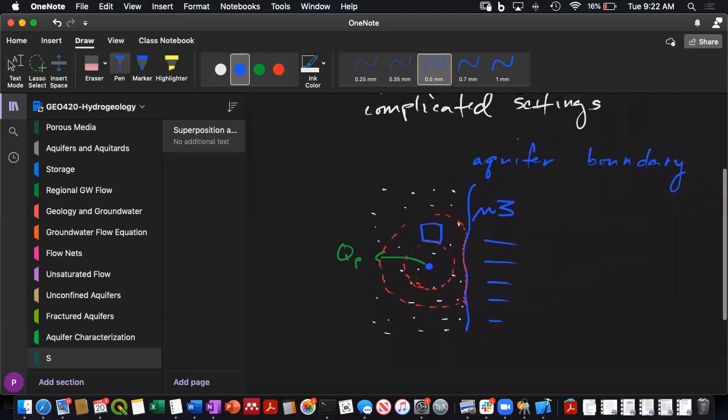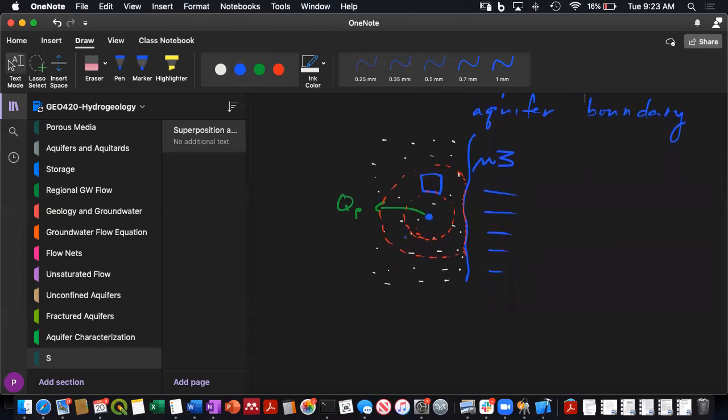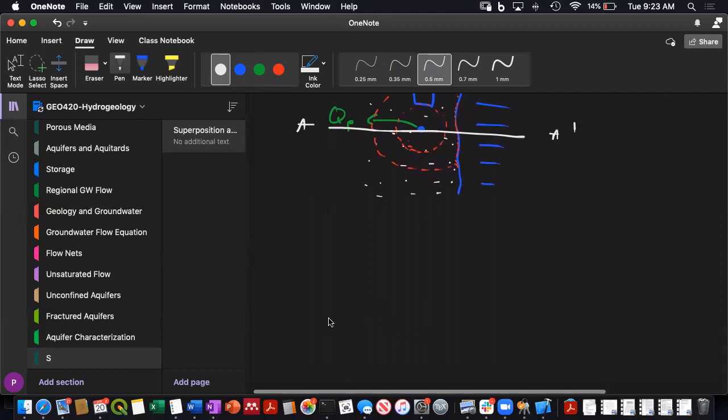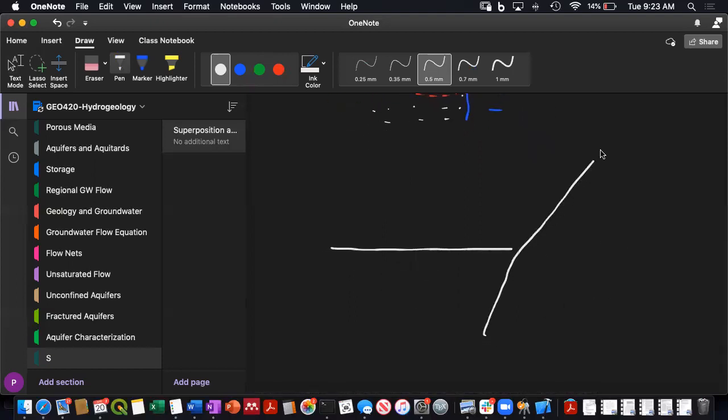I'm going to look in map view here. Let's call this an impermeable boundary. For now, we're going to say the mountain block doesn't contribute a lot of water and we just hit this impermeable boundary. So now let me draw a cross section here, A to A prime, and let's look at what we have. Here's the land surface. We've got a fault here, and this is bedrock. Here we're in alluvium, and our pumping well is right here.